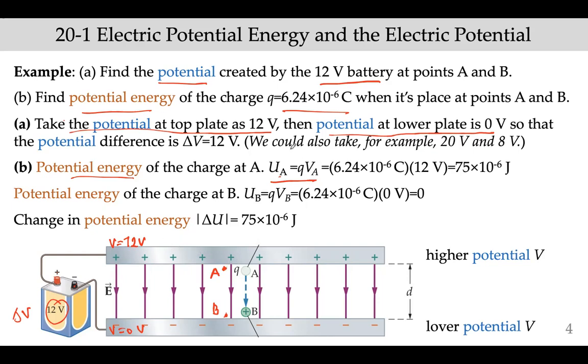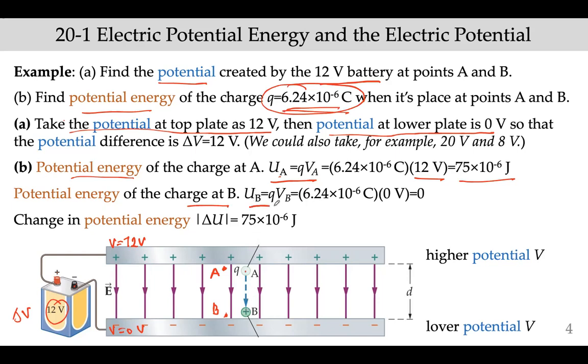And the charge is given in the problem here. So you plug in the charge here, you do the multiplication. So multiply by 12 volts, and this is the energy in joules of this charge, of the object with this much charge, when it's placed at this point, point A. What happens next? What happens if you place the charge at B, at point B?